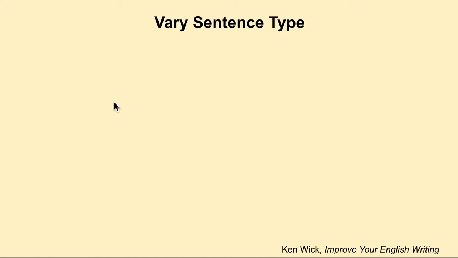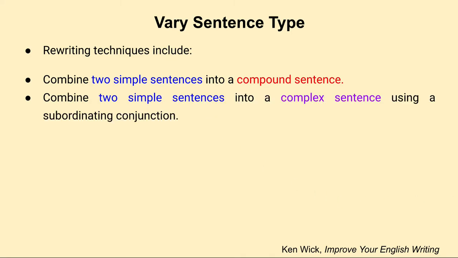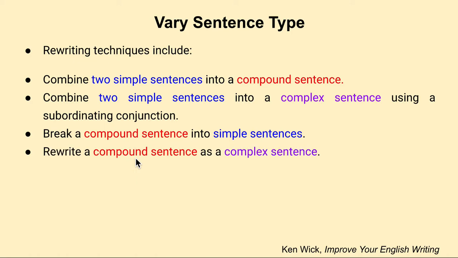So how do you accomplish this? Here are some tips and tricks, or techniques. One technique is to combine two simple sentences into a compound sentence. Or you can combine two simple sentences into a complex sentence using a subordinating conjunction. You could break a compound sentence into two simple sentences, so we're just doing the reverse of this first bullet. You could also rewrite a compound sentence as a complex sentence.